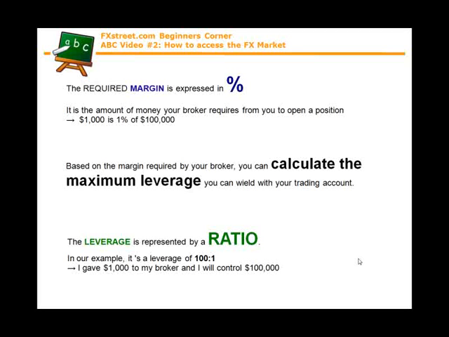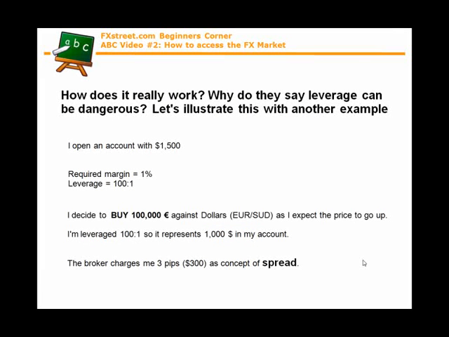Because it's the amount of money your broker requires from you to open a position. I gave $1,000 to buy $100,000. Okay? Based on the margin required by your broker, you can calculate the maximum leverage you can have for your trading account, right? Usually, the leverage is presented as a ratio. In our example, it could be a leverage of 100 to 1, as I gave $1,000 to my broker to control $100,000. I know these concepts are a bit confusing as we use margin in several senses, right?